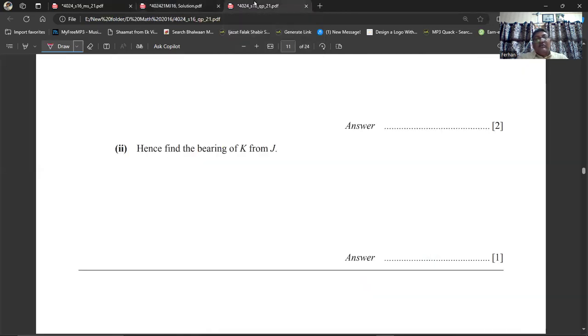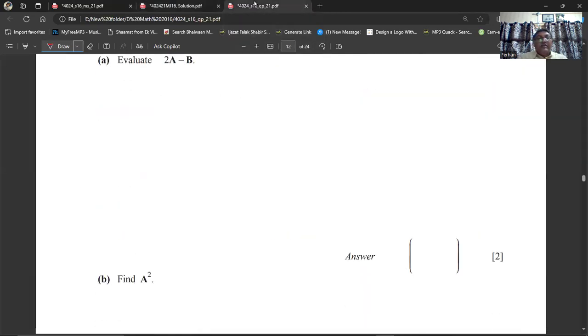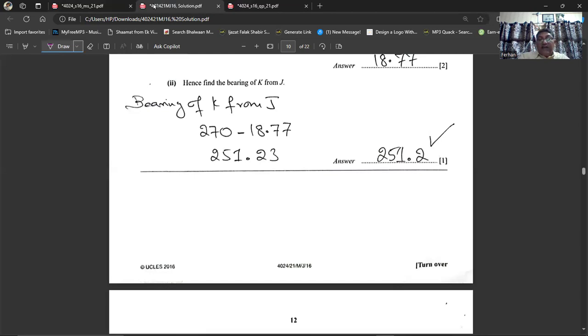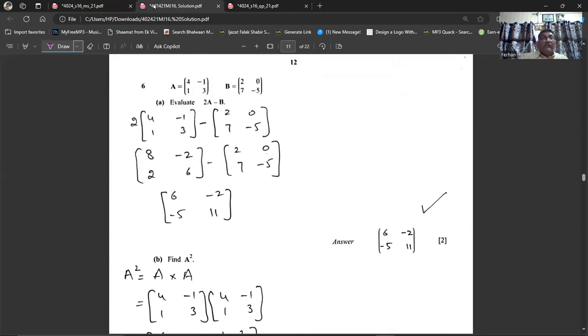And we are going to the next question. The next question coming up on your screen is question number 6. We have a matrix A, which is 4, minus 1, 1, 3, and matrix B, which is 2, 0, 7, minus 5. They want to evaluate 2A minus B. Very simple, straightforward question.